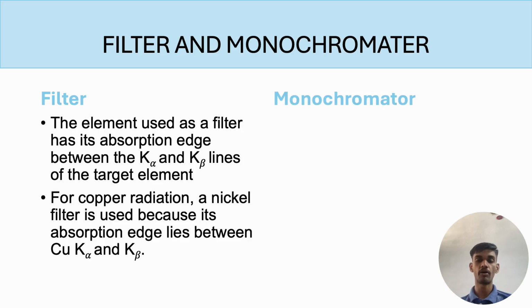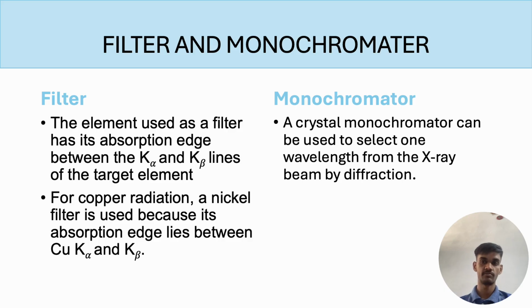Now we will talk about the monochromator. What is a monochromator? One way to filter X-rays is using a filter, and another way to get monochromatic X-rays is the use of a monochromator. Another way to generate an X-ray beam containing only K alpha radiation is to use an X-ray monochromator.